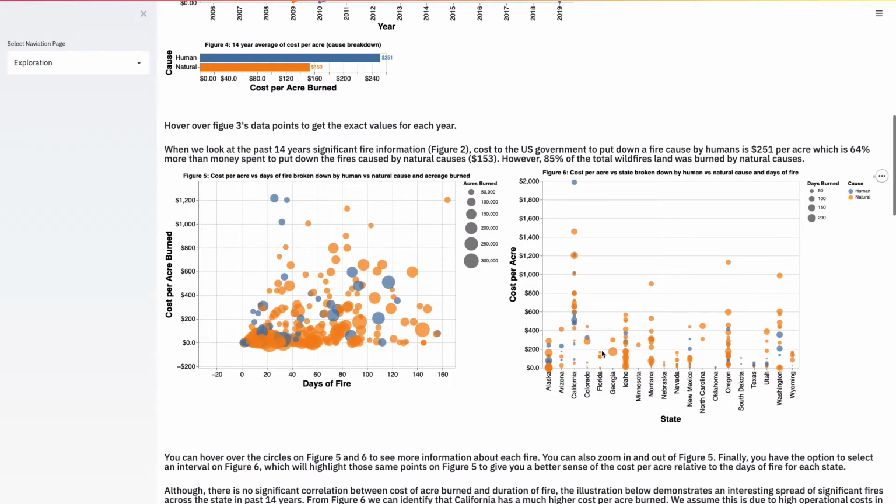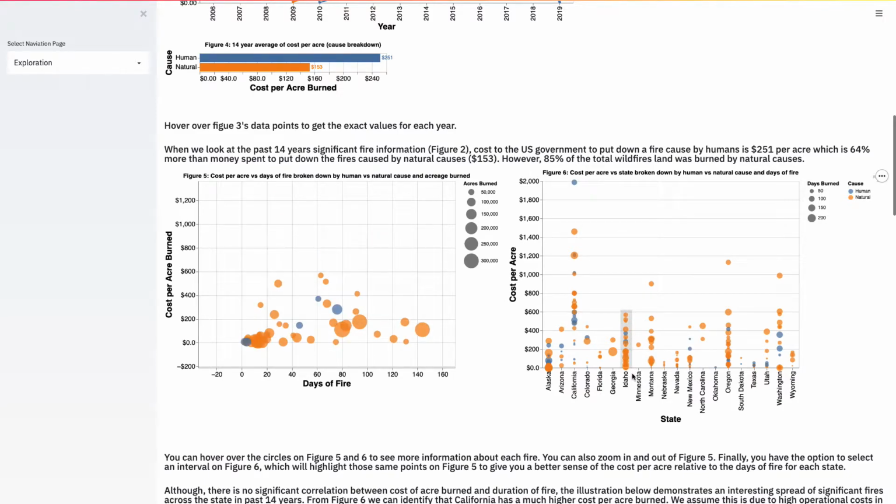The chart on the right is a similar breakdown with the state on the x-axis, and the nice thing about this is that you can select a specific set of points, like let's say the Idaho fires here, and it will be reflected on the left-hand side on the other chart.